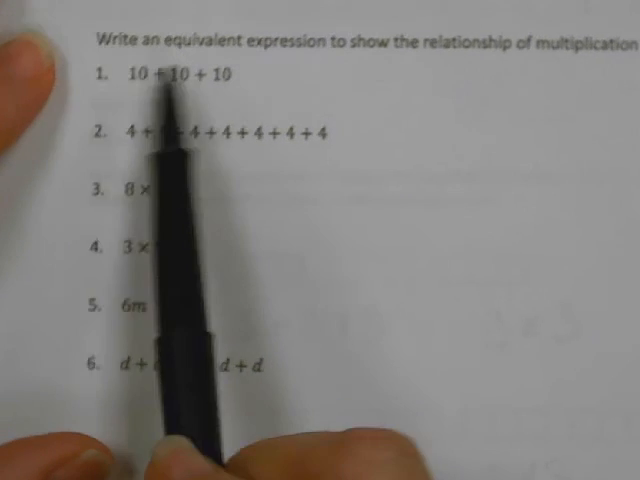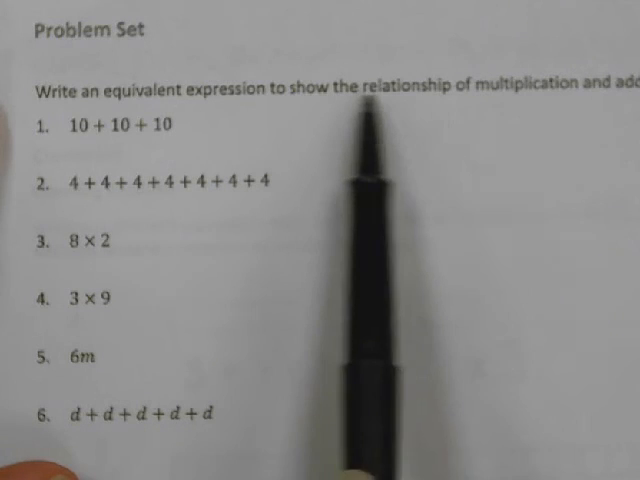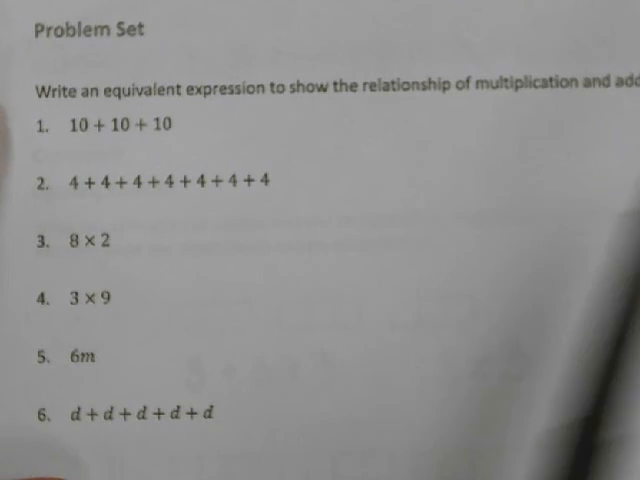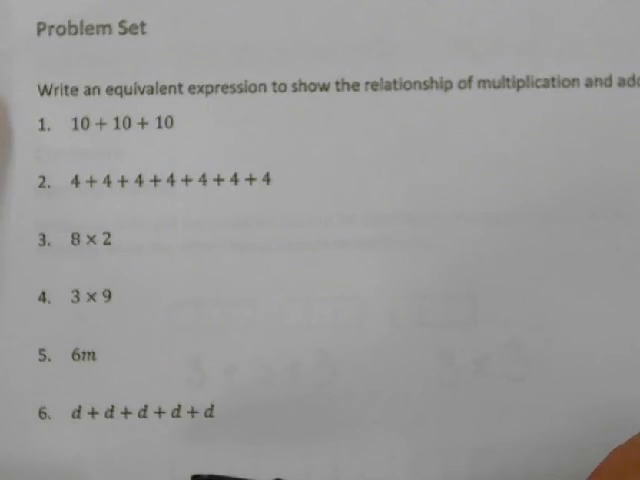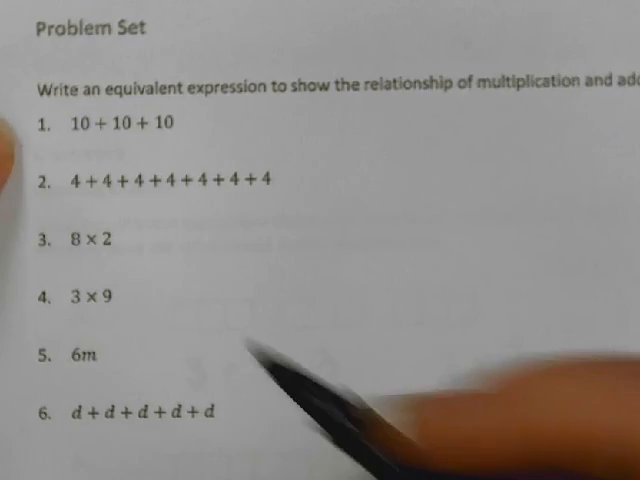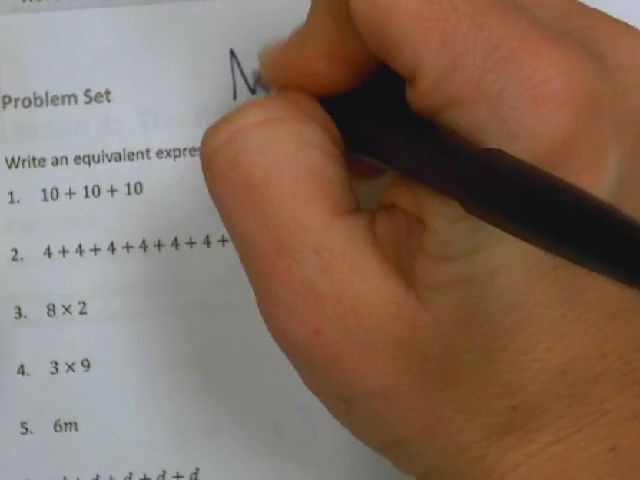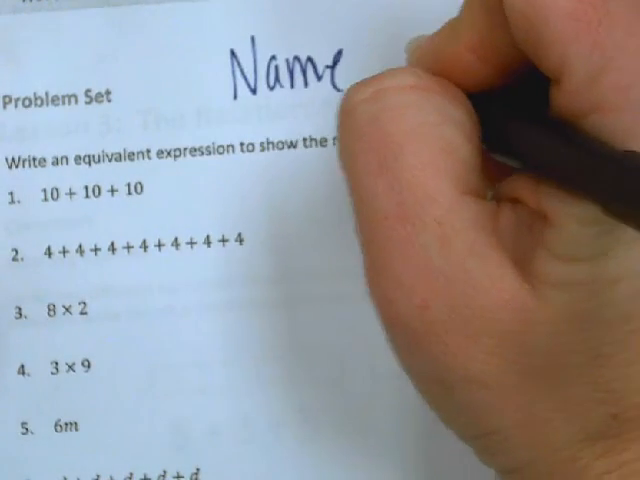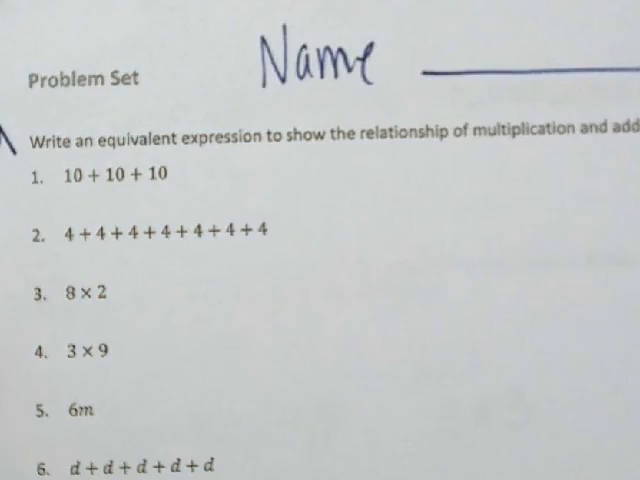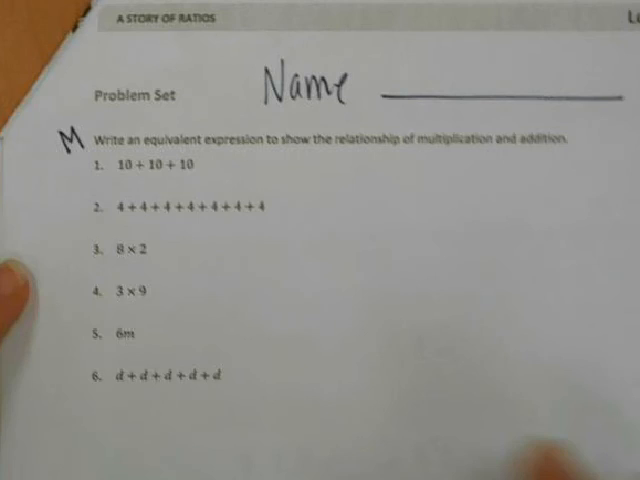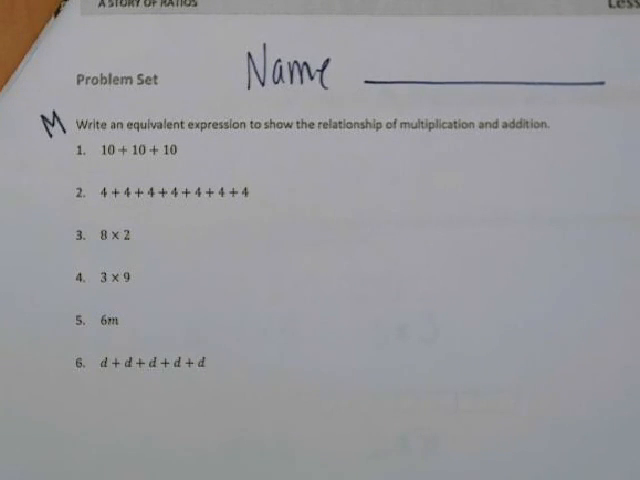The problem set says write an equivalent expression to show the relationship of multiplication and addition. And you'll be doing all 6 of those. So the problem set is a must. Make sure you put your name on it. Don't forget to put your name at the top. So make sure you show me your lesson completed, and then I'll be giving you the problem set.